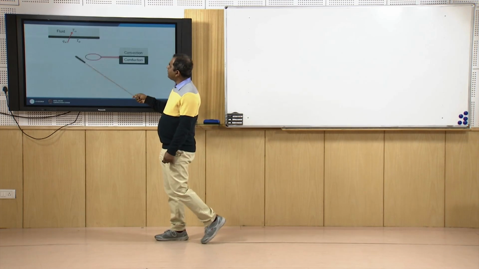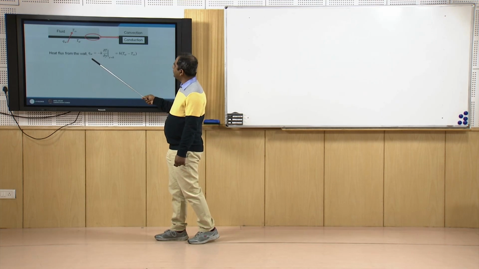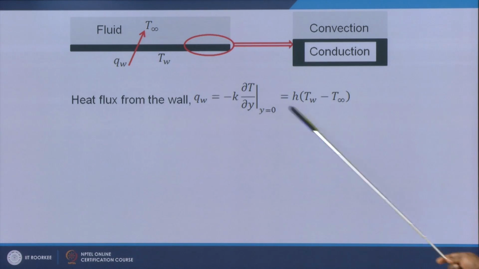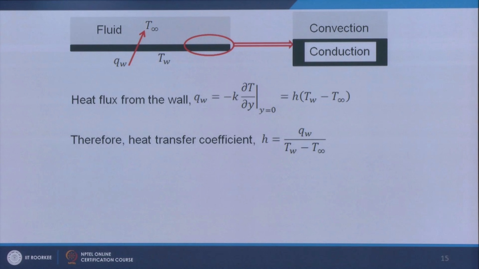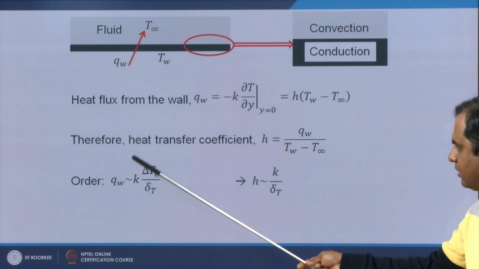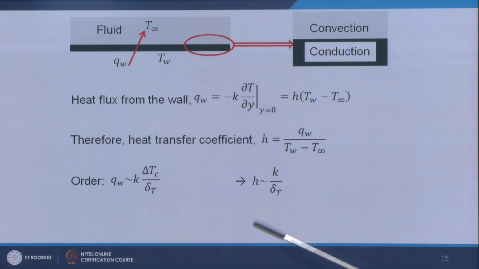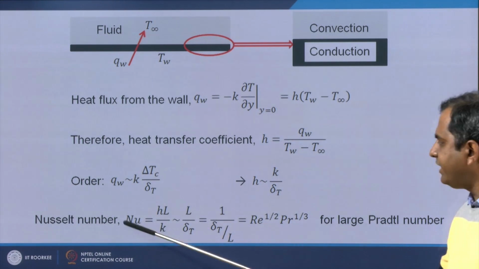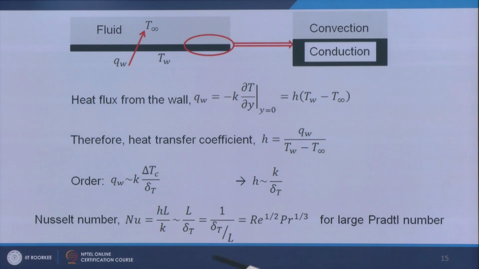Once again, if we do the same analysis of heat flux, heat flux is given by the conduction and convection equation, just like the previous case. So h becomes QW by (TW minus T infinity). If we go for the order analysis of QW, it comes out as k delta Tc by delta t, and for the convection term it becomes k by delta t. If we find the Nusselt number, it becomes Reynolds number to the power half and Prandtl number to the power 1/3. So remember this Nusselt number comes out for a large Prandtl number fluid.